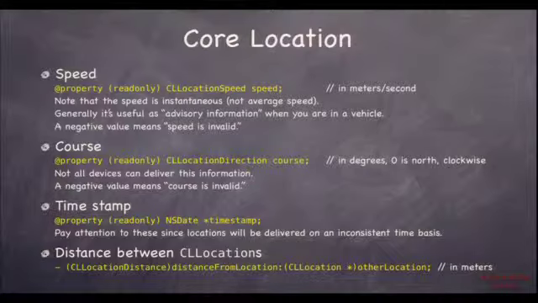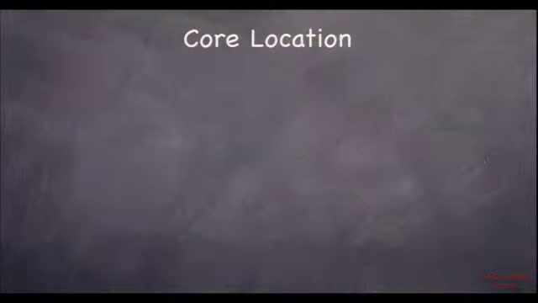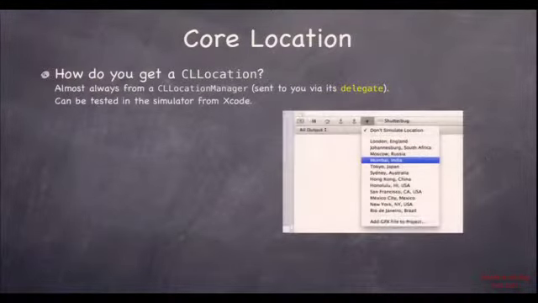But you are going to care what hardware is available on your device, and as you'll see, you're going to adapt your algorithms accordingly. We'll talk about that in a moment. So how do I get a CLLocation, one of these Core Location objects? The answer is you're almost always going to get one from another object called a CLLocationManager, okay?